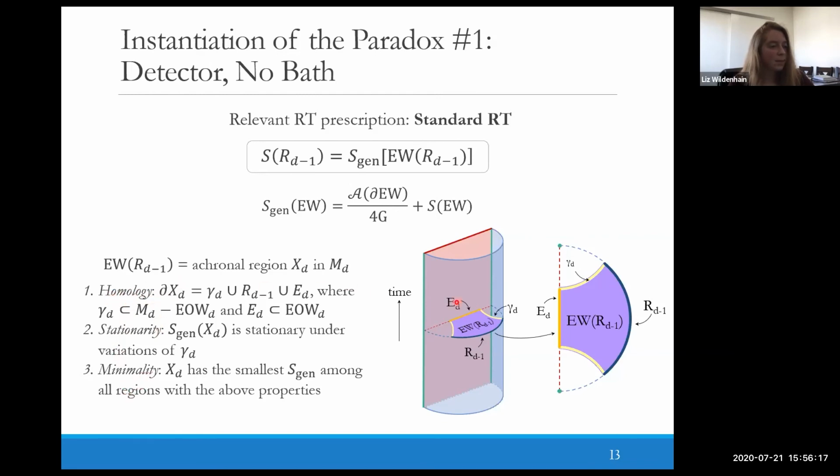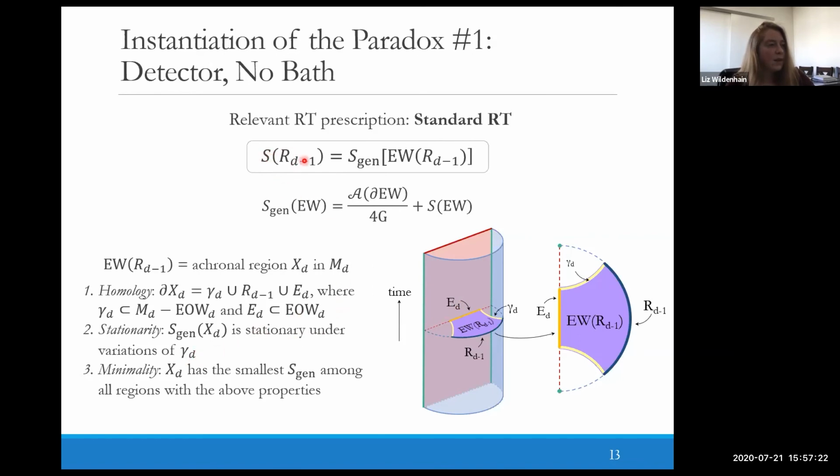And the entanglement wedge is defined as a region that satisfies these three conditions. So the homology condition, which is a condition on boundaries. One important feature of the homology condition is that it's partly bounded by the surface gamma D, which is called the RT surface. Also, a side note: when I say RT, I'm really meaning RT in any of its appropriate generalizations, so HRT, quantum HRT, any of those. I'll just call them all RT for ease of speaking. This I'll refer to as the RT surface, and that's depicted in yellow in this picture here. This RT surface is selected such that the generalized entropy is stationary under variations of this surface. And then if there are multiple options that satisfy these two conditions, then you pick the one that has the smallest generalized entropy. So this procedure usually involves some sort of extremization and minimization.